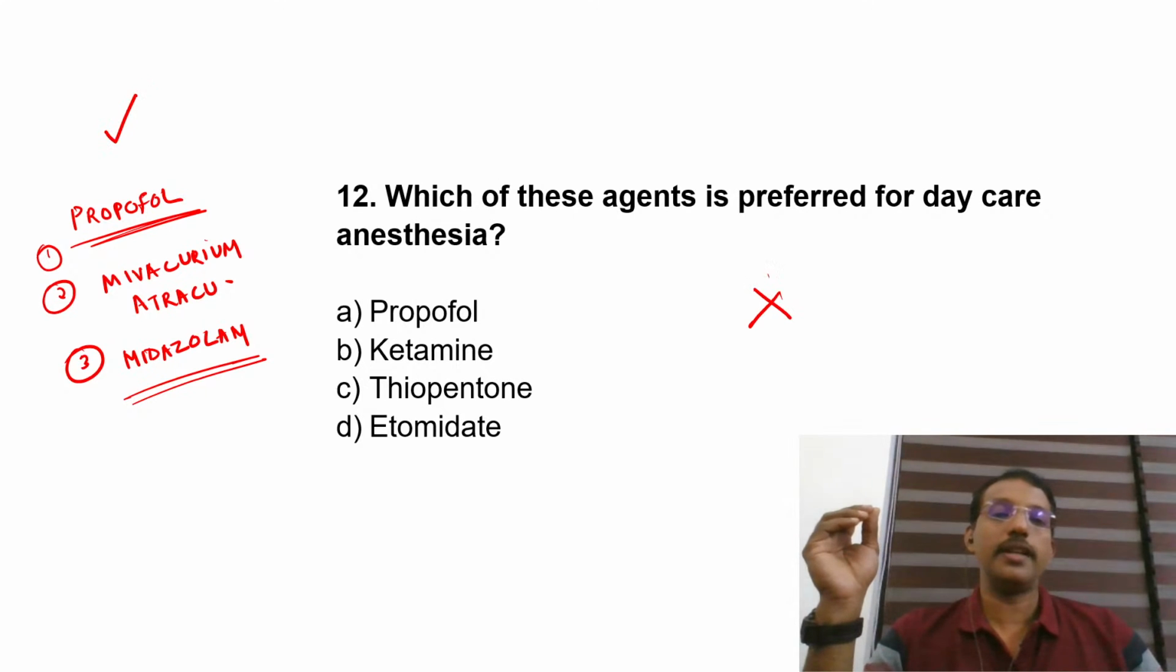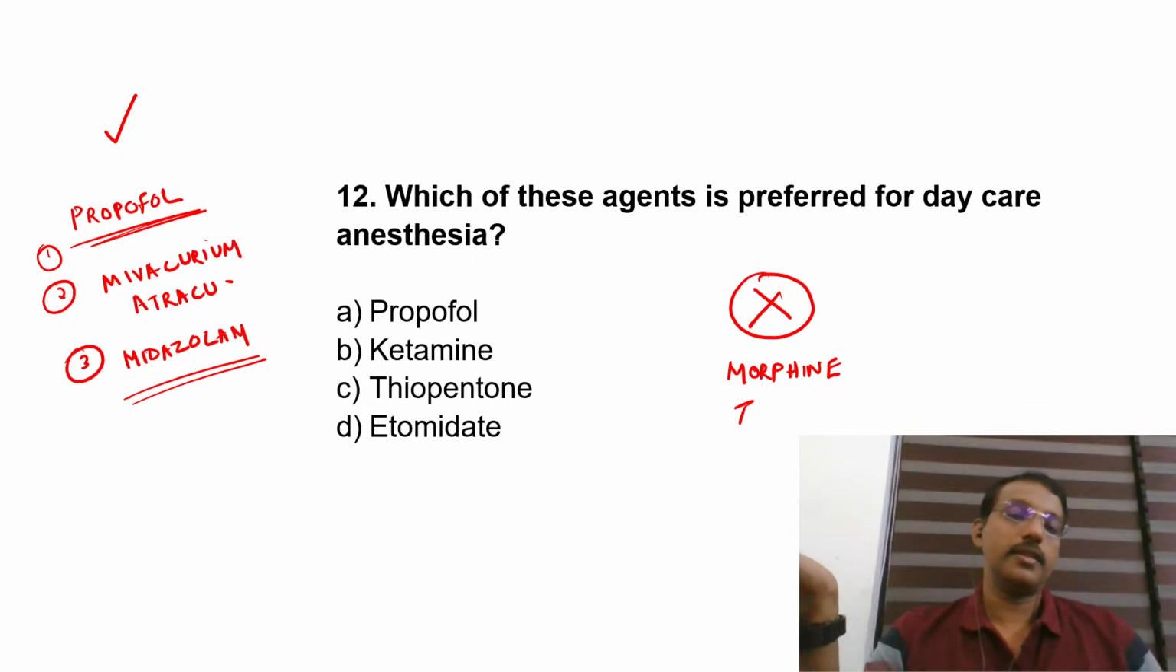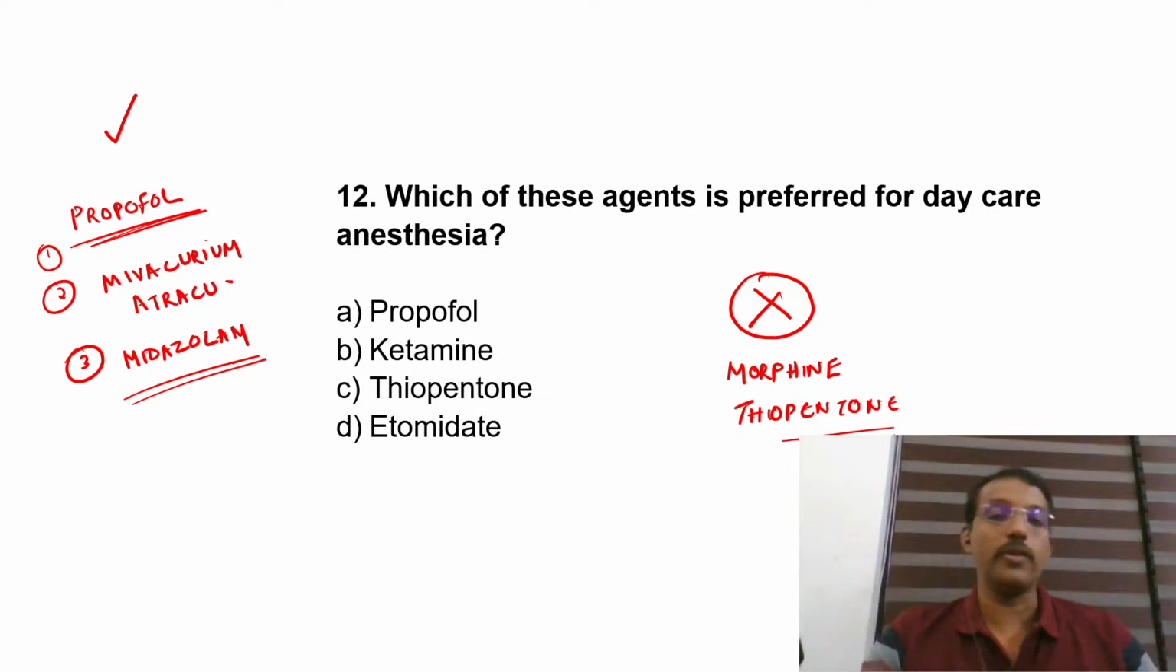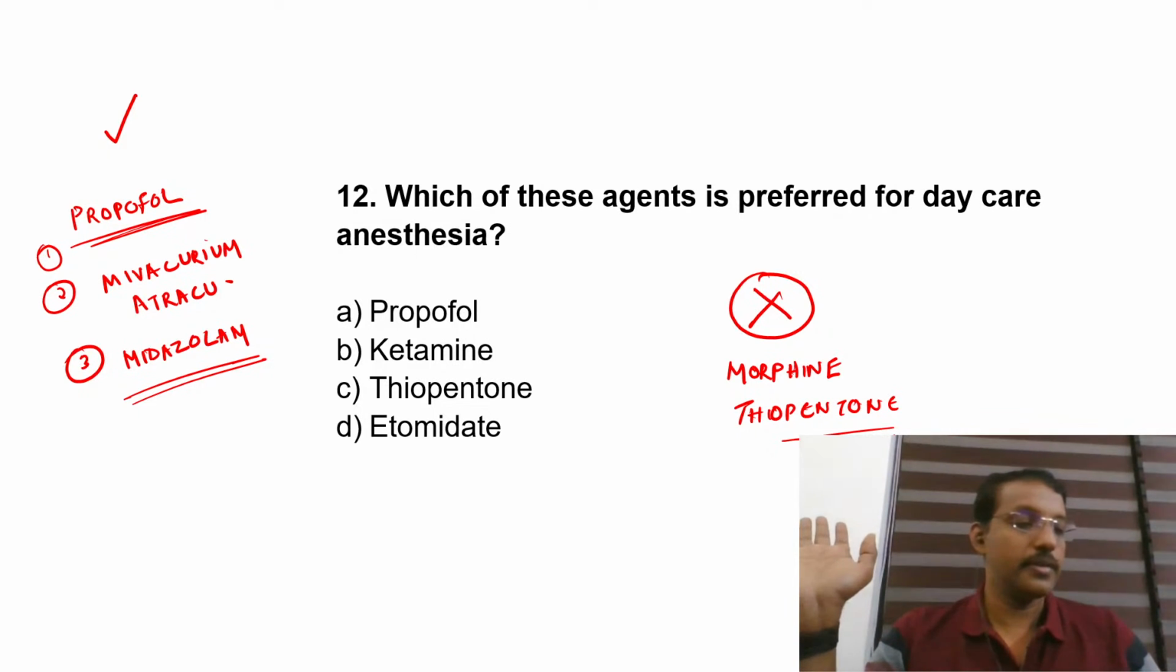And whenever you see daycare anesthesia, don't use drugs like morphine. Morphine has got a long duration of action. Thiopentone, because if you use thiopentone, it has got a hangover effect, so don't use it. We don't use ketamine also for daycare because it can have emergence delirium or dissociative anesthesia. So ketamine is also not a choice. That's right.